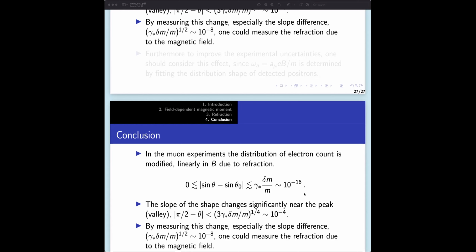But anyway, my point is, I'm not talking about a new fit. I'm talking about the improvement of the muon g minus 2 experiment. Since the experimental accuracy is extreme, one has to consider this reflection effect due to the magnetic field.